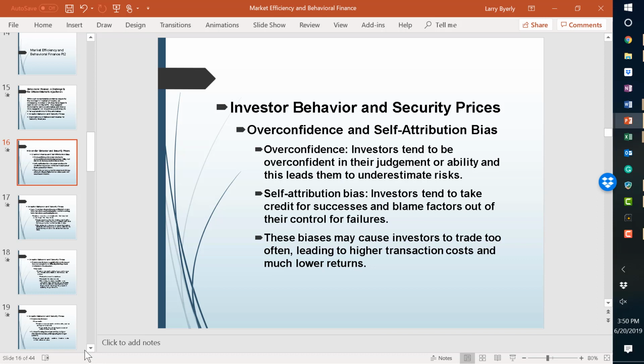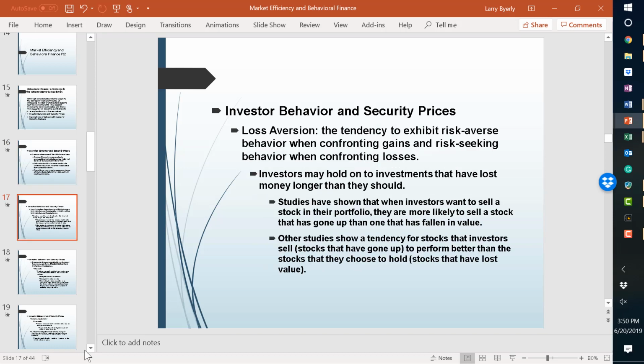Self-attribution bias. Again, investors tend to take credit for successes, but they blame other people for the things that are out of their control, or their failures. So these things tend to cause investors to trade too much. And since they're trading a lot, they're going to have higher transaction costs and therefore also lower returns.